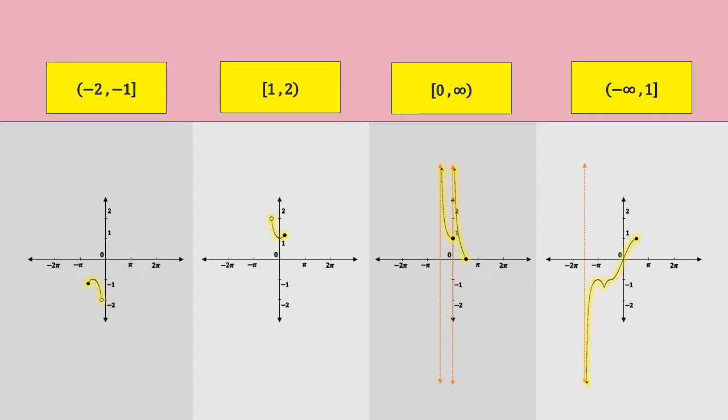Here are the answers. The dark points are included in the graph. The points in white are excluded from the graph. The dotted lines are asymptotes. The range are given above as intervals. Did you get all of them right?